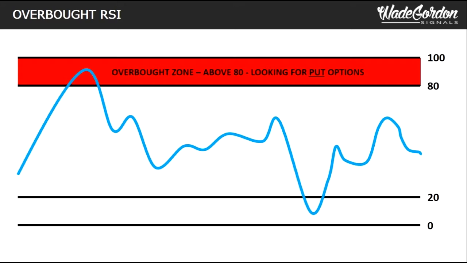And when the RSI is above 80 in the overbought zone, we are looking for put options. It tells us that buying has dried up and we are looking to see sellers, the bears, to now step in and take control and drive the price of the asset downwards.